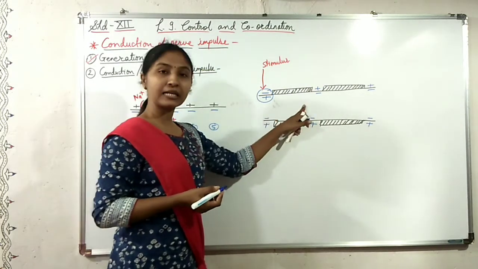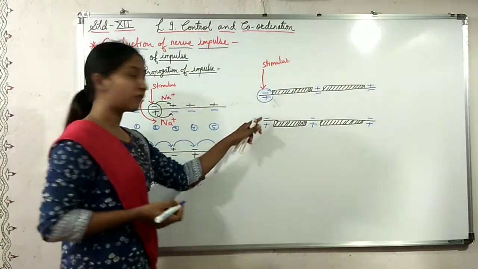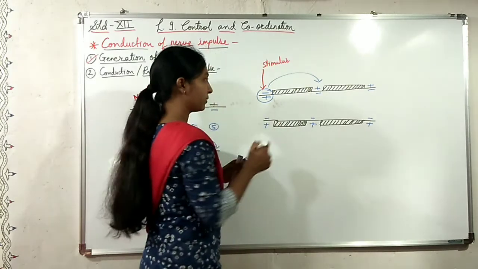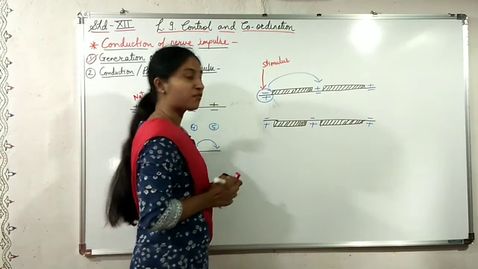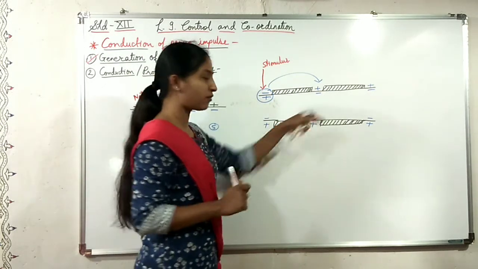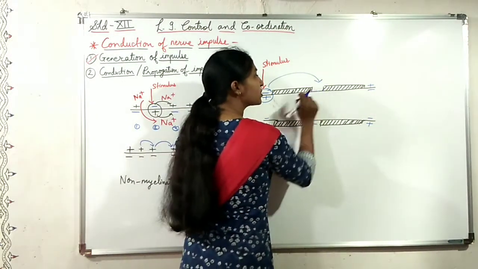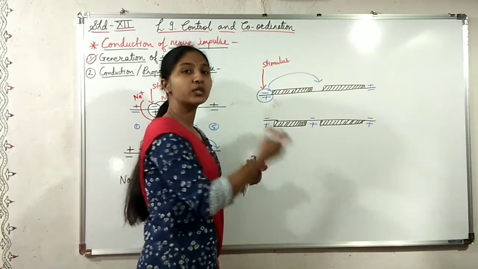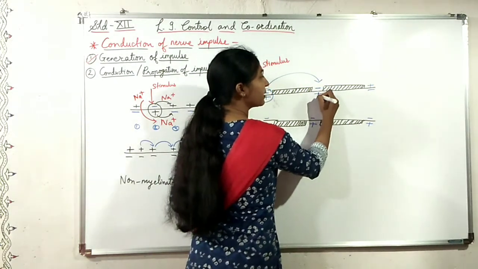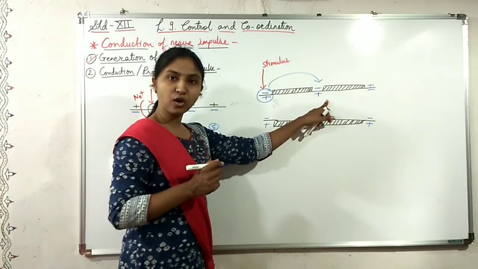Now what happens in myelinated sheath? The impulse does not travel from one point to another point continuously, but here it jumps from one point to other point. As it jumps from one node of Ranvier to other node of Ranvier, what will happen at the second node of Ranvier? Here also the impulse will change the polarized membrane into depolarized membrane. The outer side will become electronegative, the inner side will become electropositive.